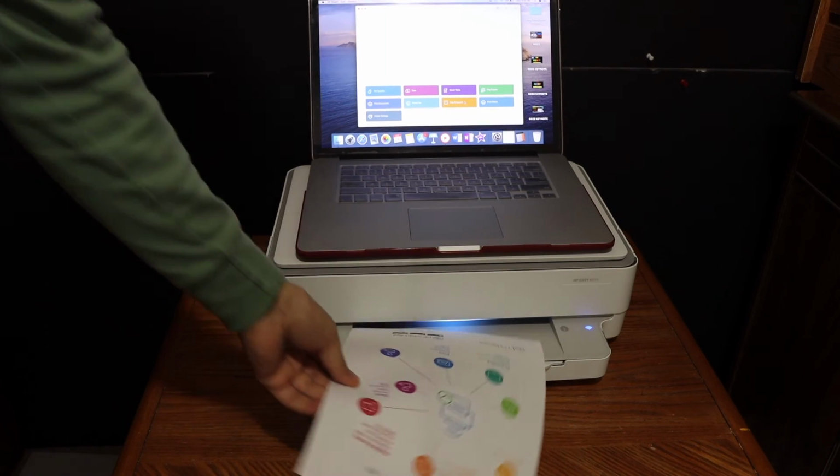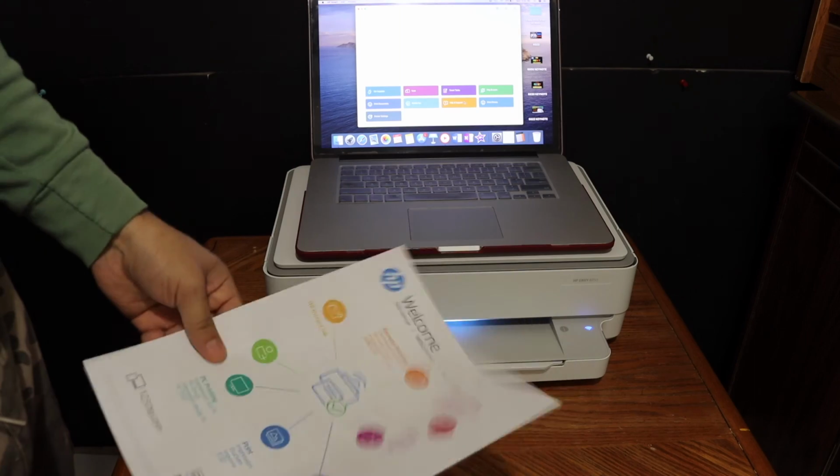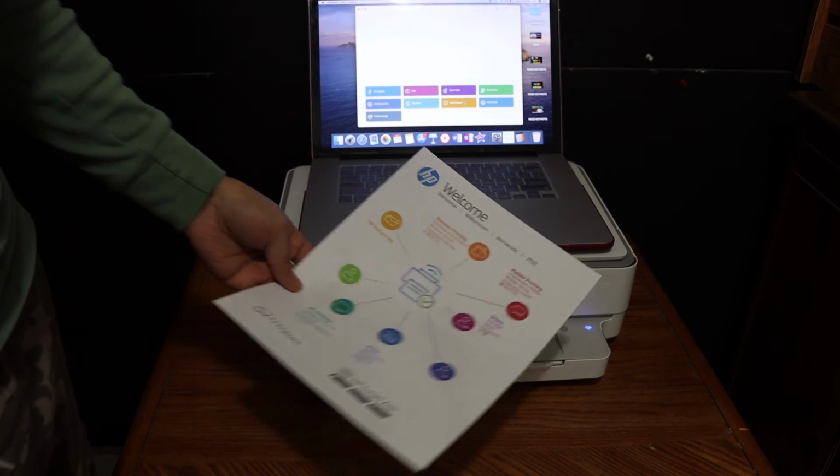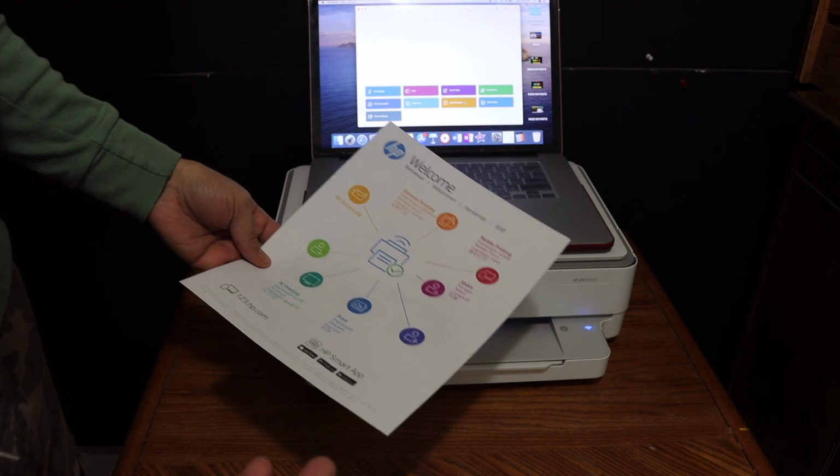Here we can see the printer has printed the welcome sheet as well. That means our printer is connected to the Wi-Fi network of our home and office, and we can use it for wireless printing and scanning.